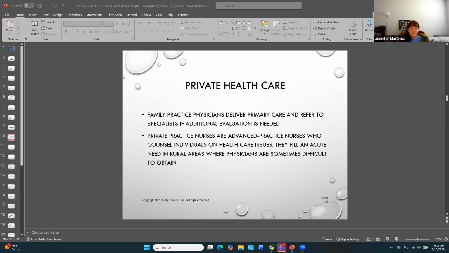So under private providers, we have our primary care, right? That may be your primary care provider, the doctor that you go to for your wellness exams, your immunizations, and when you get sick. They deliver the primary care. And then if you need to go to a specialist like an orthopedist, an endocrinologist, a neurologist, a cardiologist, whatever, they will refer you to those specialists.